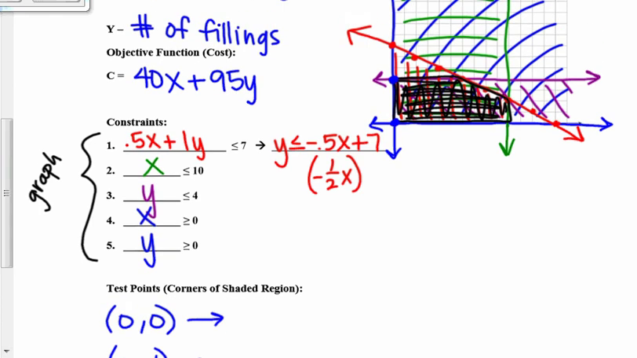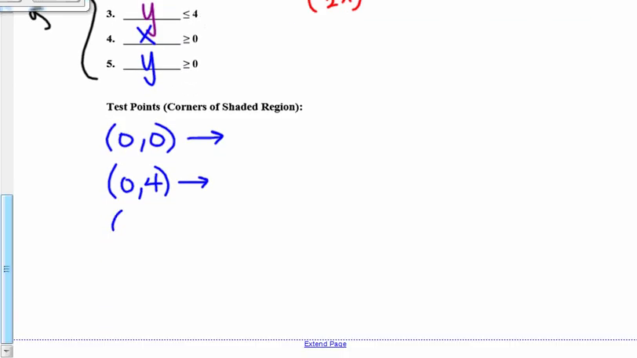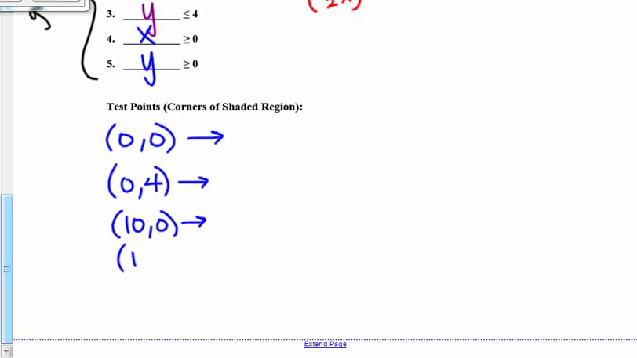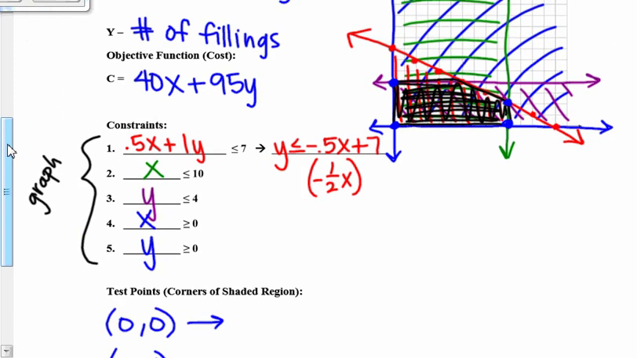Let's test another one. This one's pretty easy. 10, 0. Let's test another one. Let's find another one. This one right here is a corner, 10, 2. And then finally, I have one more corner.